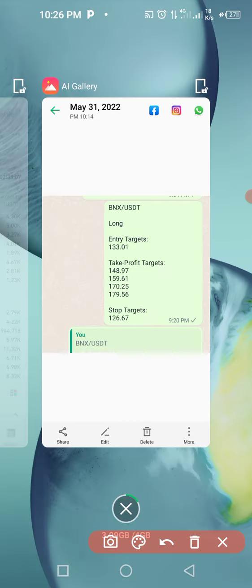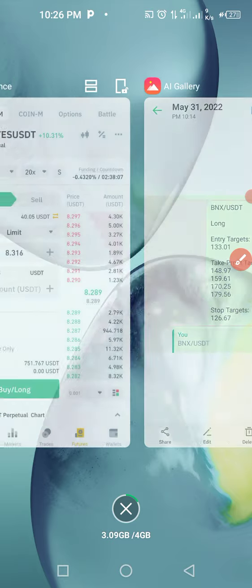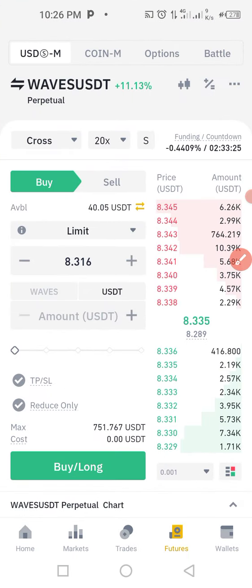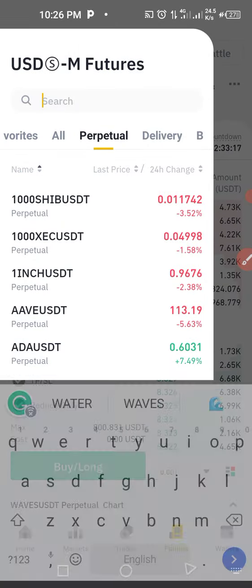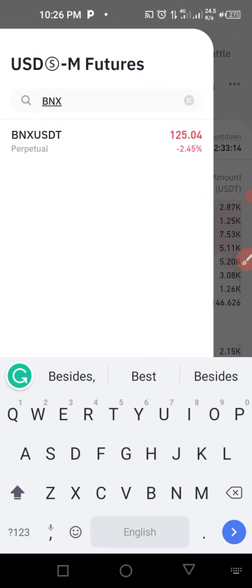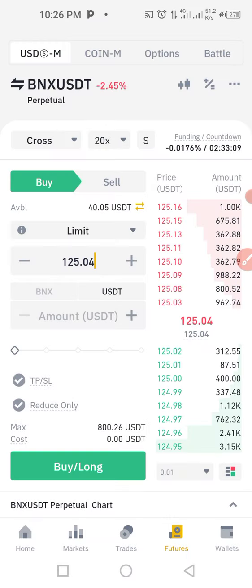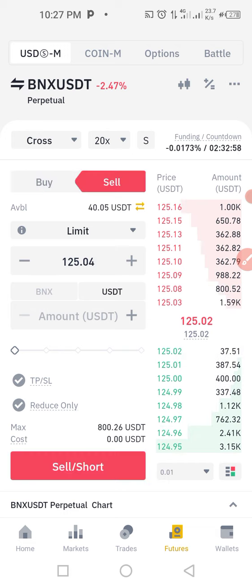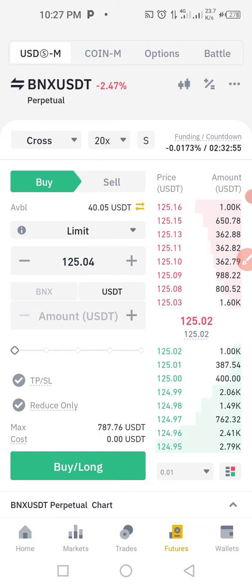So let's go into our Binance interface now. This is where you click to search for the pairs. So type BNX, BNX with USDT. Click and take note, we are longing, which means we are buying. Don't go and mistakenly press sell instead of buying. It means you'll be trading against that signal and you are on your own.